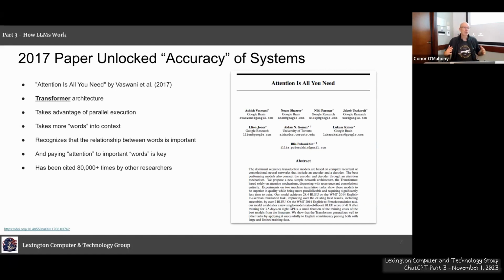In fact, the GPUs predate this, but this paper really brought about that step change because we did have the GPUs that could implement it.